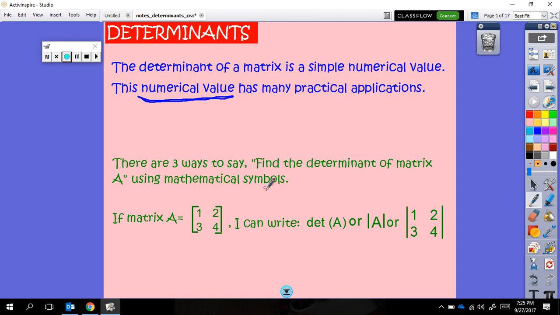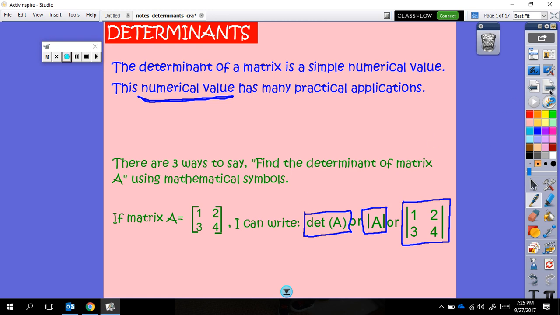There are three ways to say find the determinant of matrix A using mathematical symbols. One is this: you'll see DET and then parentheses with whatever matrix you're going to use. You'll also see symbols that look like absolute value, but we read that as the determinant of matrix A. And the last one uses those absolute value looking symbols, but they stick the matrix inside of it. All three of these mean the determinant of matrix A.